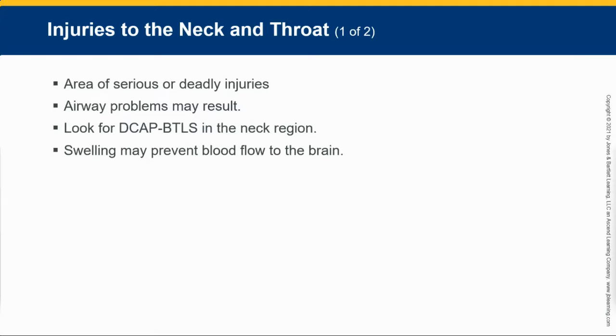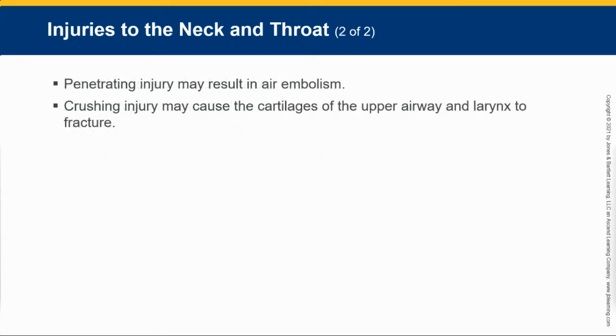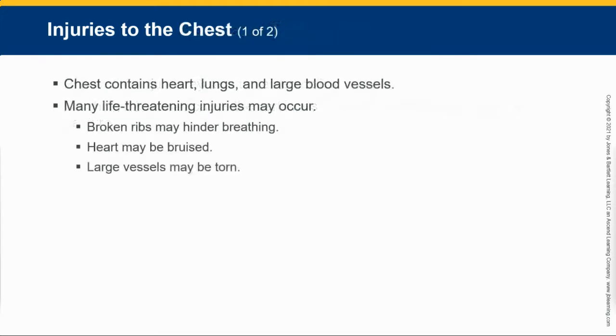And remember that with swelling to this area, we also look for jugular vein distension in the neck, and swelling in the neck can prevent blood flow to the brain and cause issues with the central nervous system. Any kind of penetrating injury to the neck can cause an air embolism. Air may actually enter the vascular space. And crushing injuries to the upper part of the neck can cause the airway to collapse. And obviously, once we have a collapsed airway, air doesn't go in and out, and that's a huge problem.